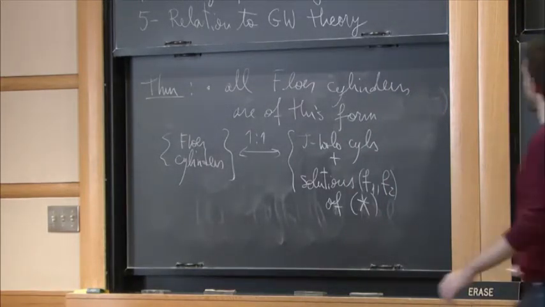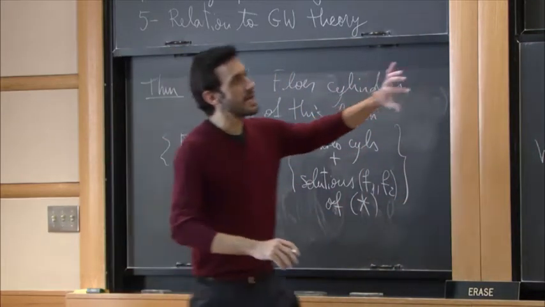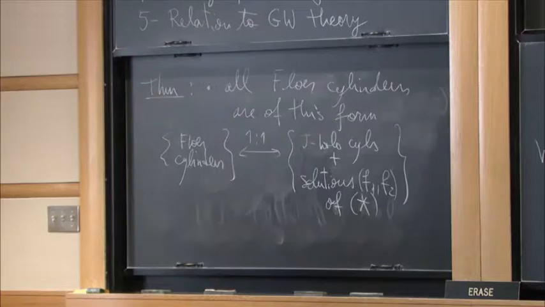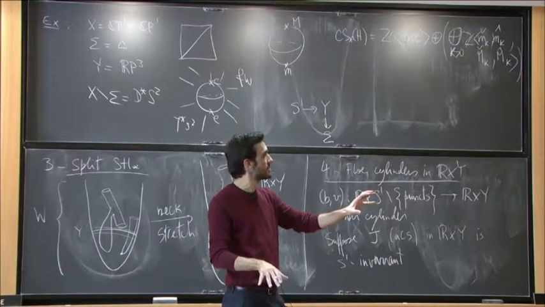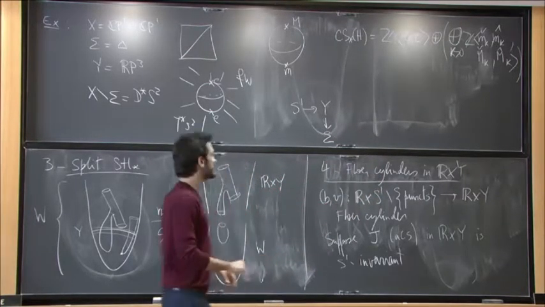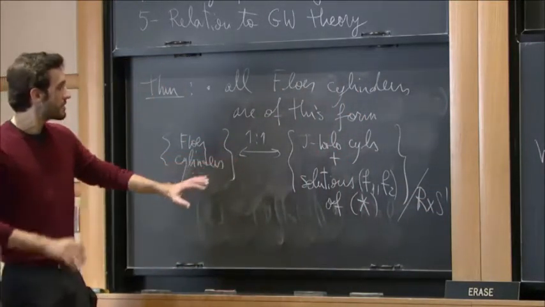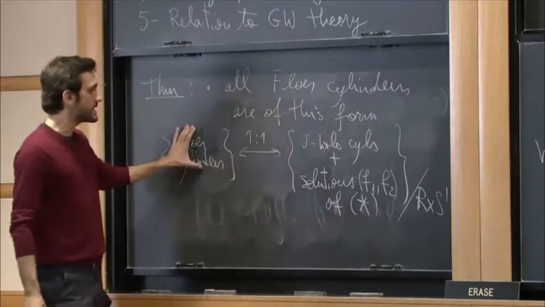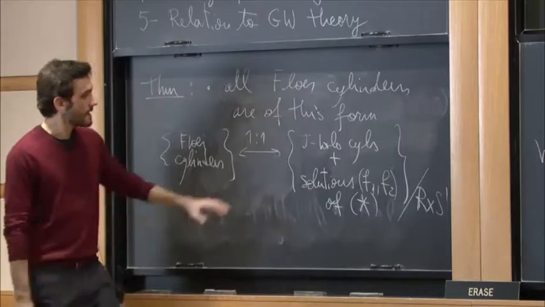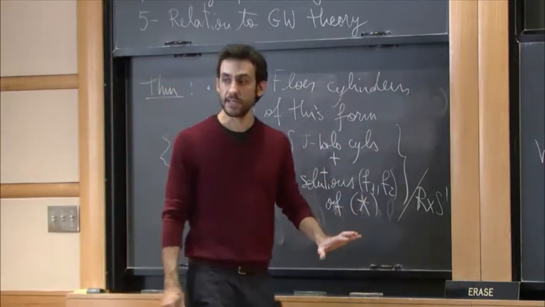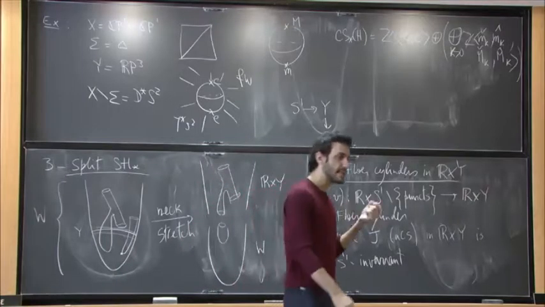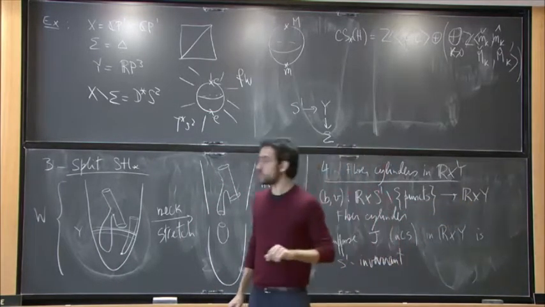Okay? And then, I have to construct the Floer cylinder: I start with the holomorphic curve and the functions F1, F2, and I combine them by basically adding them. So there is some ambiguity here, right? I could add something to the holomorphic curve and subtract it from F1, F2. So I have to mod out by these automorphisms R cross S1. But if I mod out, I get a one-to-one correspondence between Floer cylinders and J-holomorphic cylinders plus solutions of my auxiliary equation. So now I have to dedicate my attention to studying this equation star.